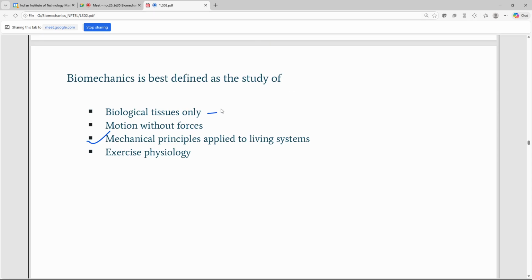Okay, the study of biological tissues is known as histology. Whereas the study of motion without forces, we discussed in the last session, and this week two's videos also have it. It is called kinematics. Biomechanics, we know, is the study where mechanical principles are applied to living systems. And exercise physiology is the study of motion and physiology under exercise conditions.